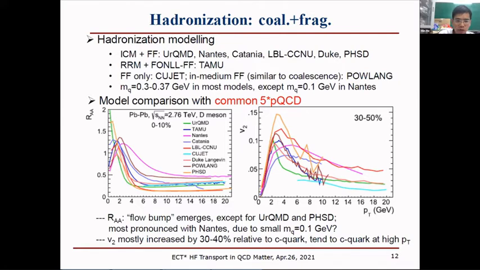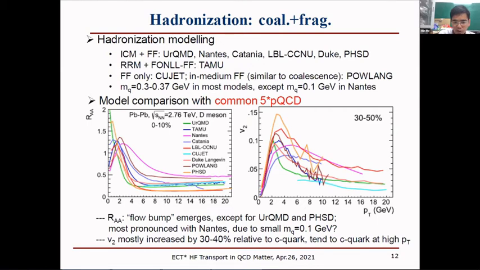And in most models, a light quark mass of 0.3 to 0.37 GeV as a constant quark mass was used, except in the Nantes model, where a much smaller light quark mass was used. This will be reflected in the RAA and also V2. So now we look at the D meson RAA and V2. For RAA, we see a flow bump emerges as a result of the coalescence in most coalescence models, which is most pronounced with Nantes, as shown by this curve.